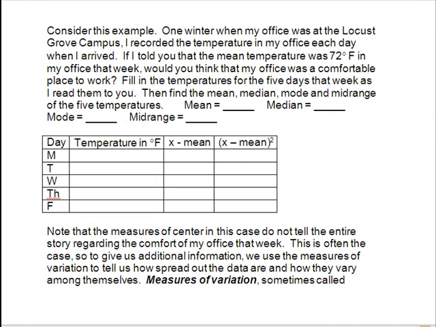So to lead us into our topic of variation, measures of variation, I want to take a look at an example. I have been at Germana for slightly more than 20 years, and one winter when my office was located at Locust Grove, this is when Germana only consisted of the one campus, I recorded the temperature in my office each day when I arrived. So if I told you that my mean temperature in my office was 72 degrees Fahrenheit for that week, would you think that my office was a comfortable place to work? Possibly. 72 degrees sounds like not a bad temperature.